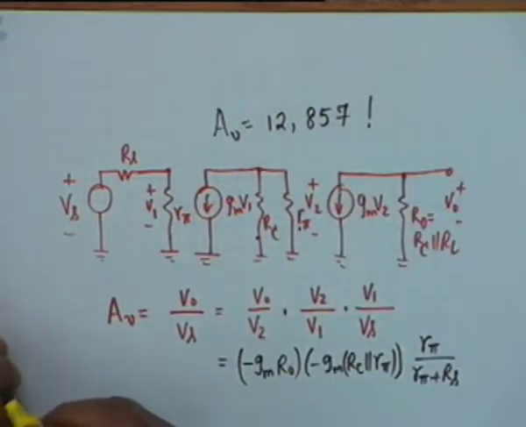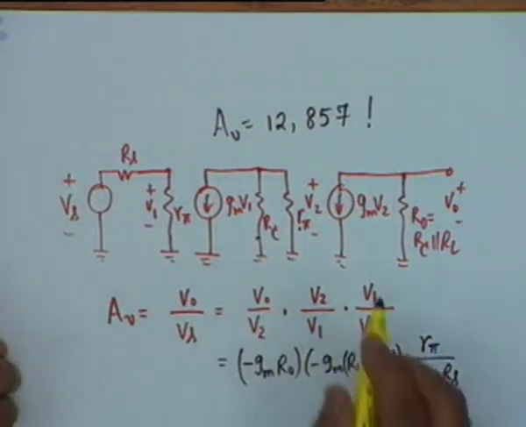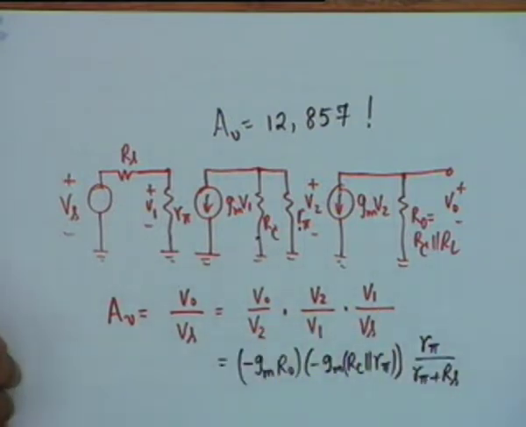12,857, which is a fairly large number. This is the mid-band gain of these two transistors. We have not asked for very sophisticated transistors. They are commonly available, beta equal to 100. That is not a very large beta transistor.